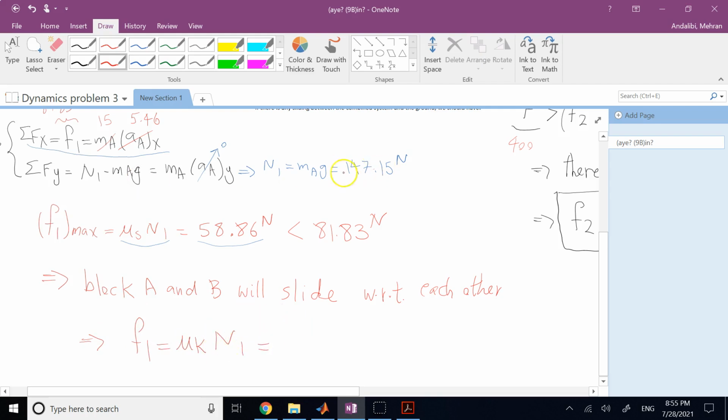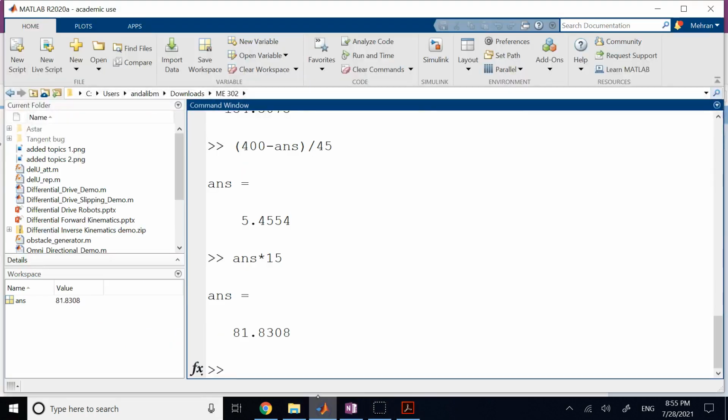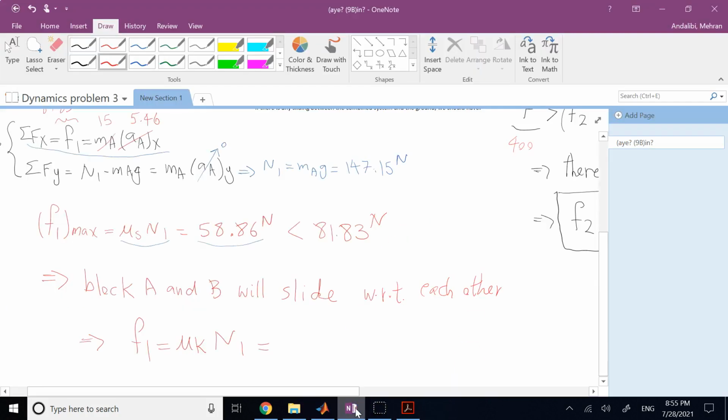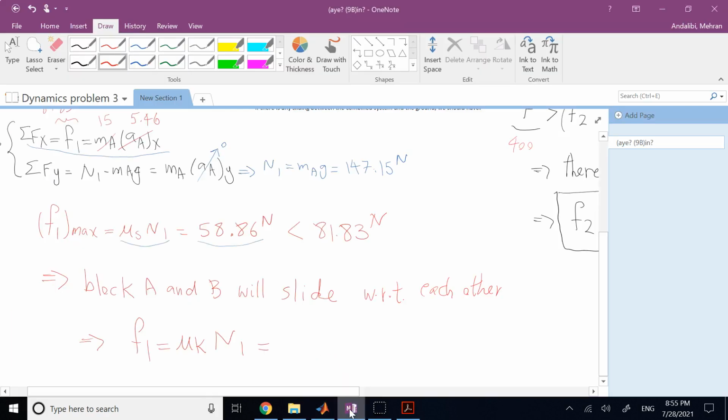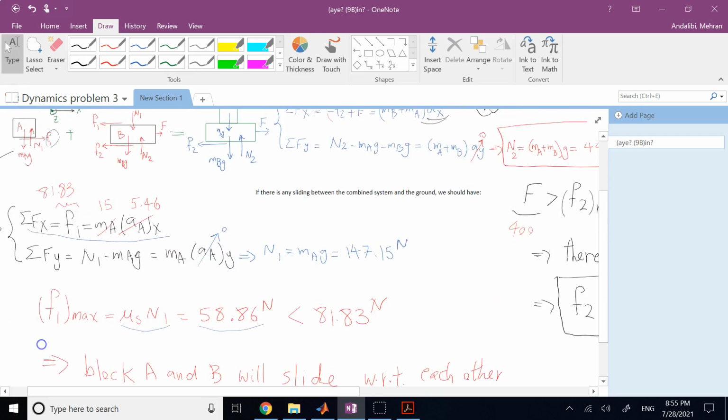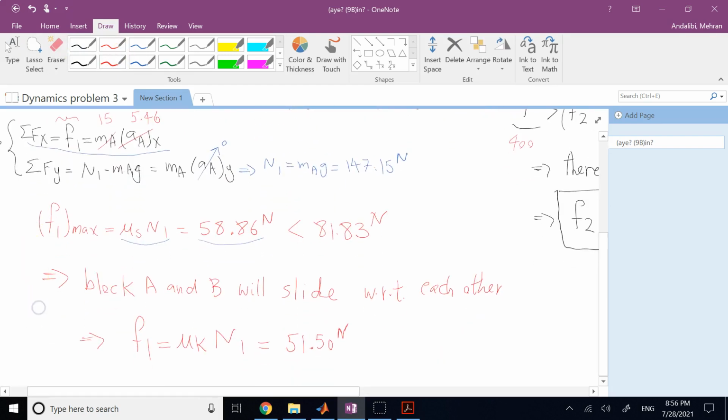So F1 is going to be mu_k times N1. And so I need to multiply that N1 by mu_k, which is 0.35. So we need to multiply 147.15 by how much? 0.35. So 51.50. This is the amount of friction that will be standing in front of B to move, and that is the amount of friction that will move A to the right. So now that you know how much friction you have, now you are going to plug it back here. The amount of friction is going to be 51.50.